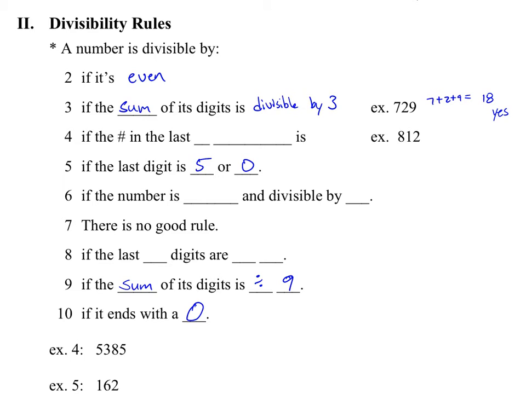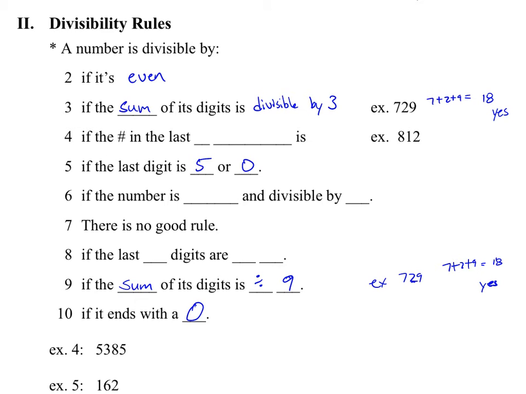So again, if we have our example of 729, we have 7 plus 2 plus 9, we get 18. So is 18 divisible by 9? Yeah, so that means 729 is divisible by 9. Okay? How crazy is that?